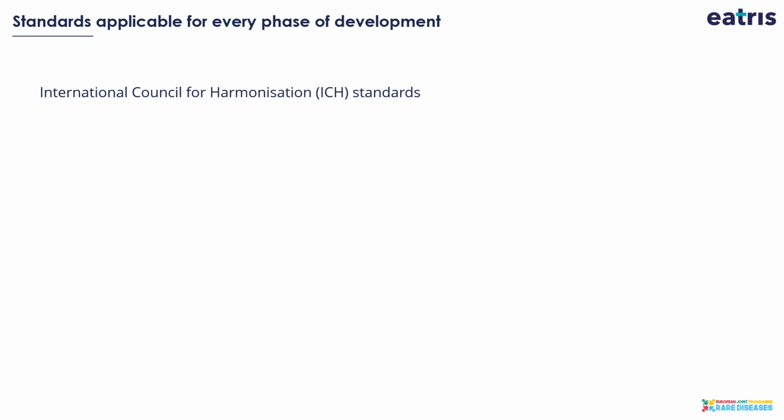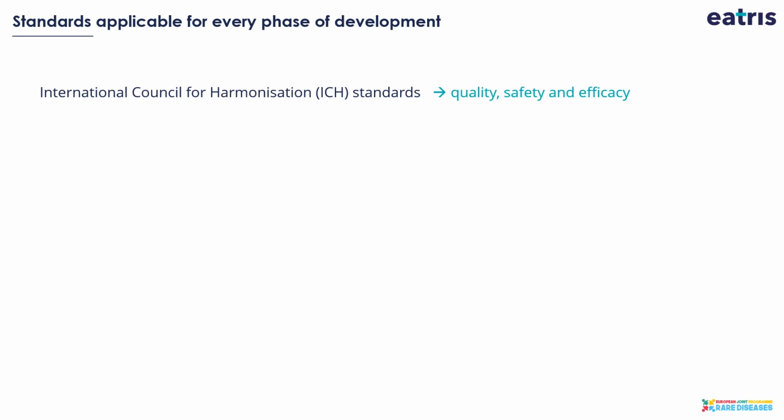The International Council for Harmonization of Technical Requirements for Pharmaceuticals for Human Use, ICH for short, brings together the regulatory authorities and pharmaceutical industry to discuss scientific and technical aspects of pharmaceuticals and develop the ICH guidelines. ICH guidelines are harmonized across regions of the ICH and describe what standards a medicinal product has to meet in terms of quality, safety, and efficacy.